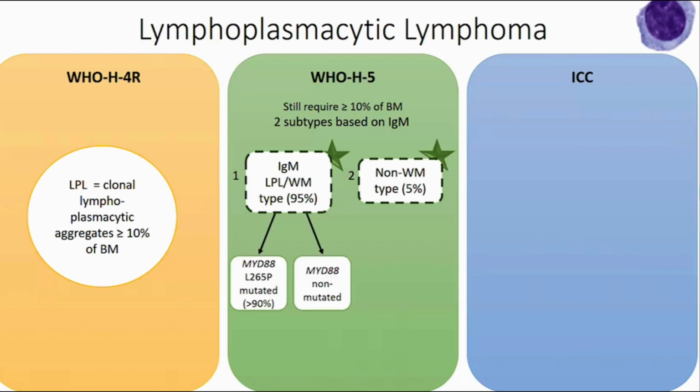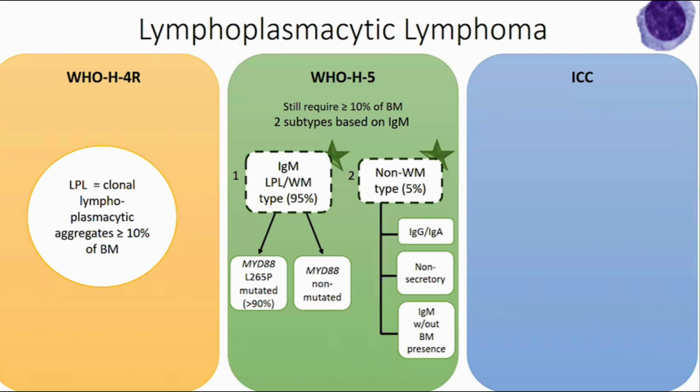It has the characteristic MYD88 mutations in most of its cases, but some don't have that characteristic mutation. Just because you don't have that mutation doesn't mean that this isn't LPL, because some cases do harbor mutations like CXCR4 that are downstream of that. The second variety is the non-Waldenström's type. It makes up 5% of cases. And here, this also comes in a few flavors. It can still have IgM, but here it has cases without bone marrow involvement. There's also the non-secretory type and the IgA, IgG type.